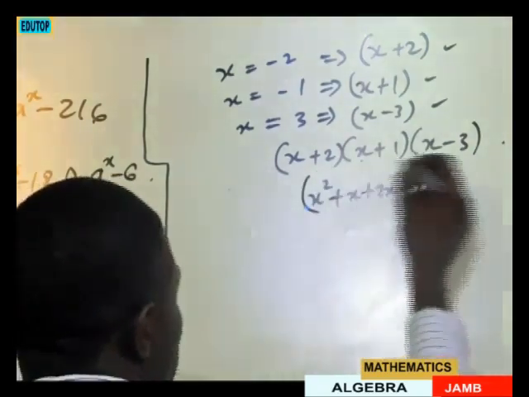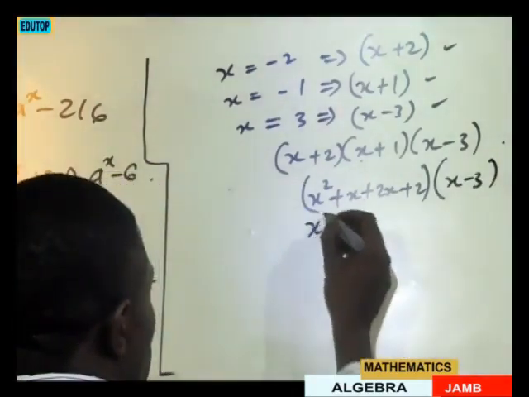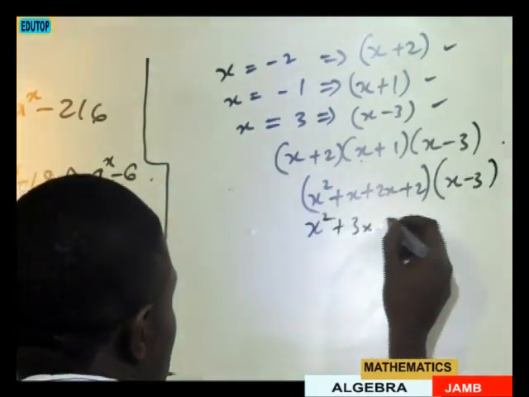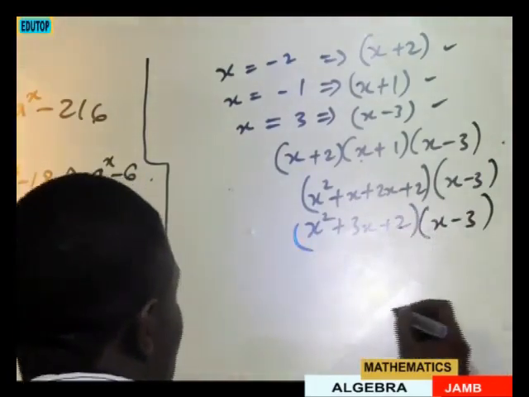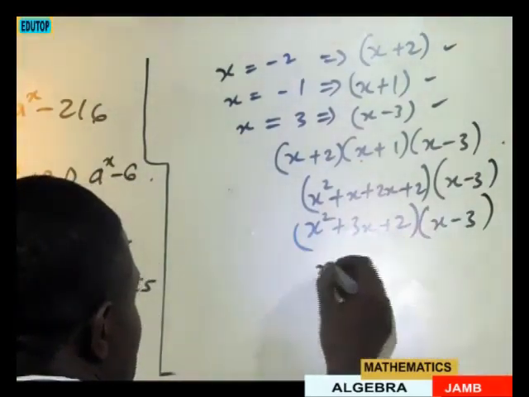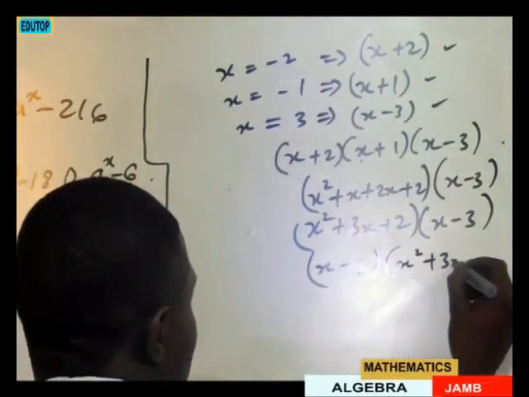I have solved this first one. Let me still leave this one here. Let me simplify this. X squared plus 3x plus 2. Then I have x minus 3. So what am I saying next? Then I pick x minus 3 into x squared plus 3x plus 2.